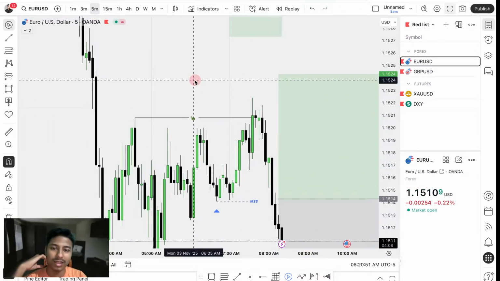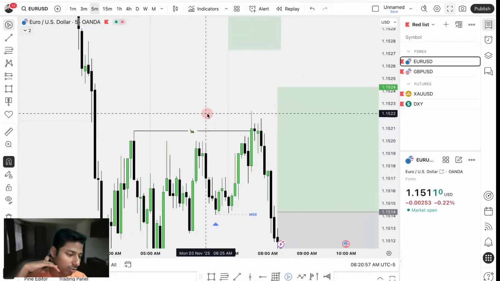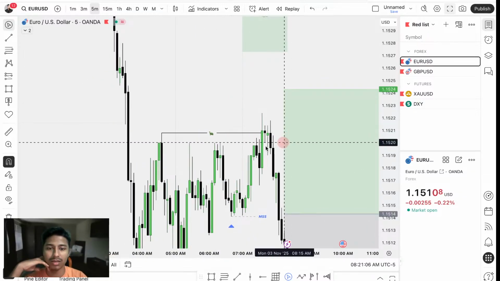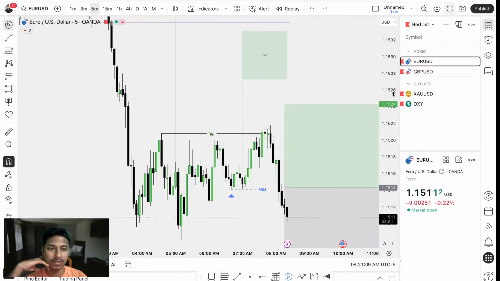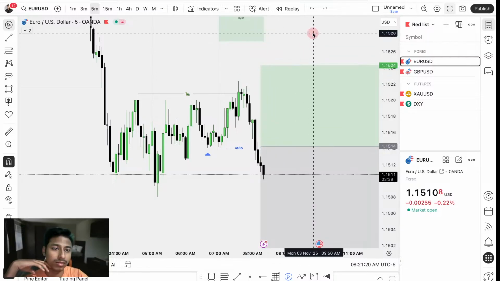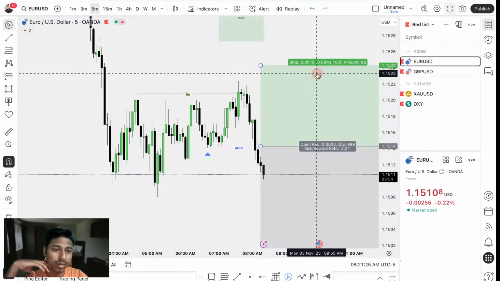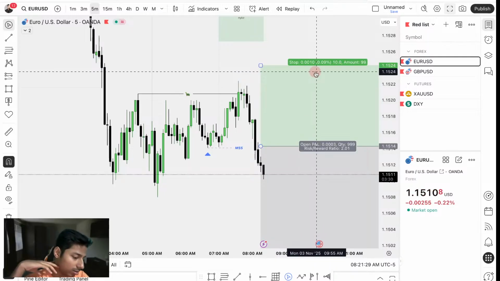What's your SL? The SL part is the most tricky for me on these turtle soup setups. This one specifically. 1.15236. Here, somewhere above here. How many pips is that? 5 pips I sell or 3 pips?